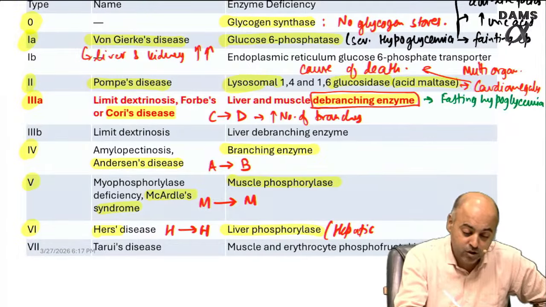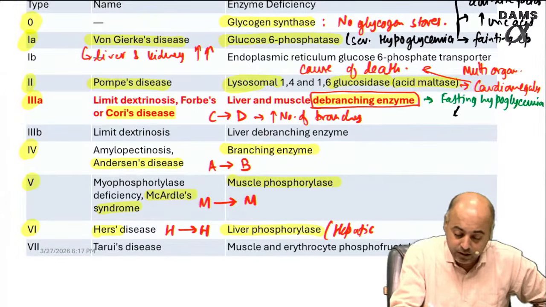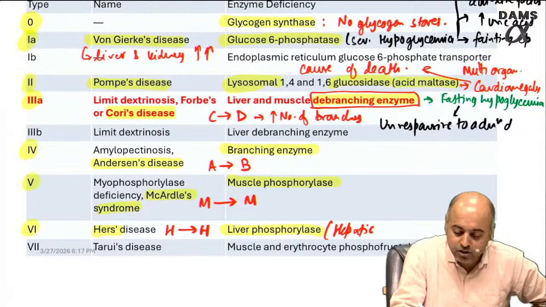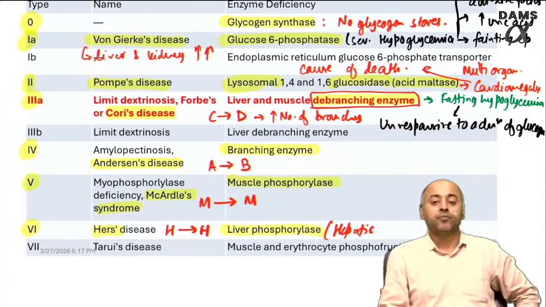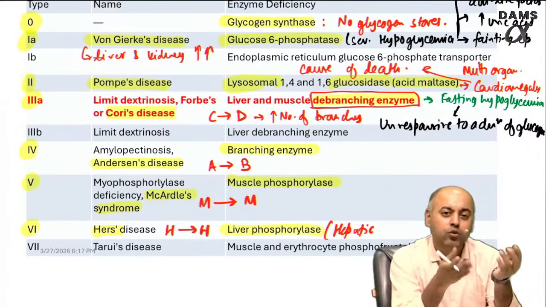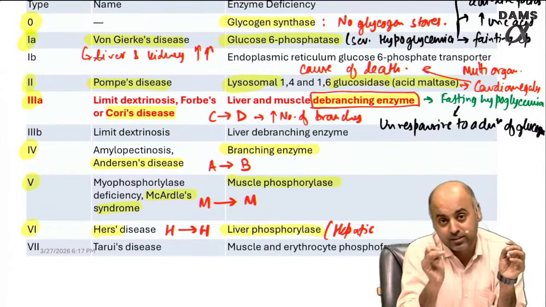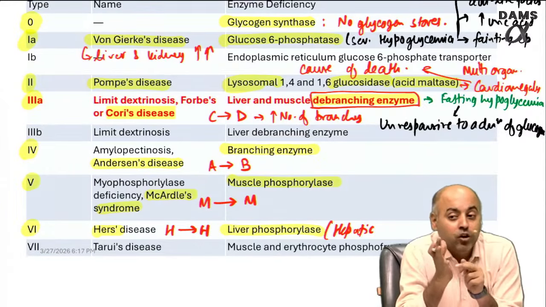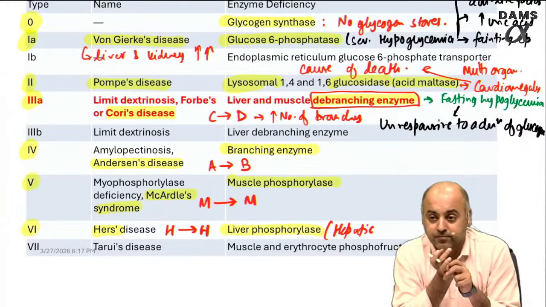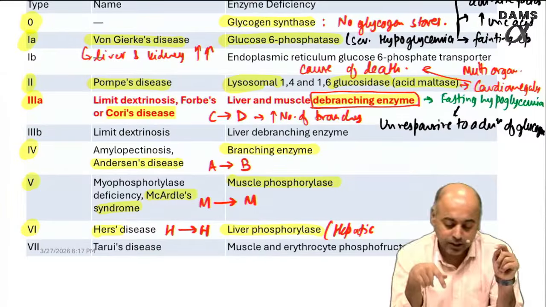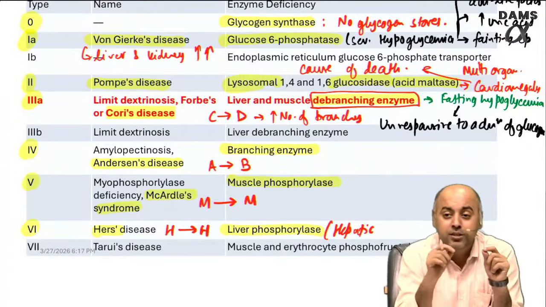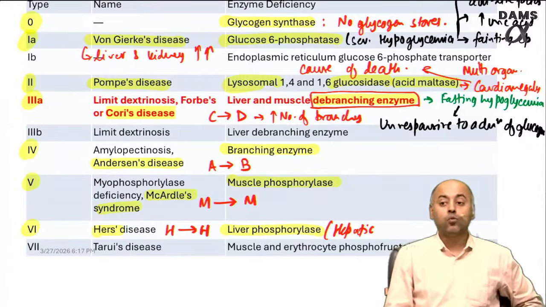But the story doesn't stop here. The fasting hypoglycemia is unresponsive to administration of glucagon. This is mentioned in the question: after feeding, if you give glucagon, glucose levels rise, but in the fasting state, when you give glucagon, the glucose level does not rise. So non-responsive to glucagon administration in the fasting state. That is the very characteristic description for Cori's disease.